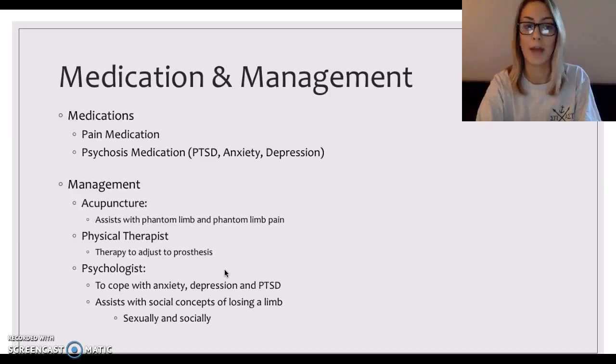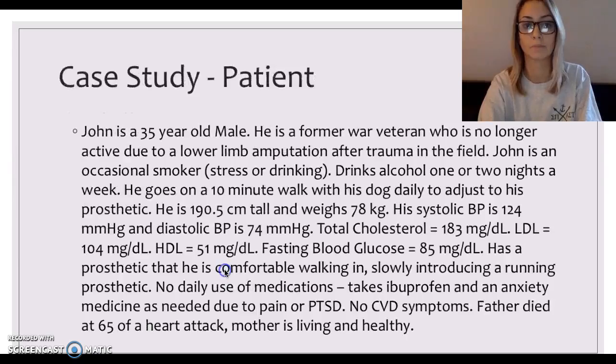Management could also include acupuncture, which assists with phantom limb and phantom limb pains, a physical therapist who gives therapy to adjust the prosthetics, and also a psychologist. They can help cope with anxiety, depression, and PTSD. They also assist with social concepts of losing a limb, like sexually and socially.